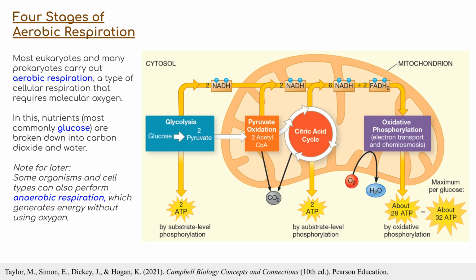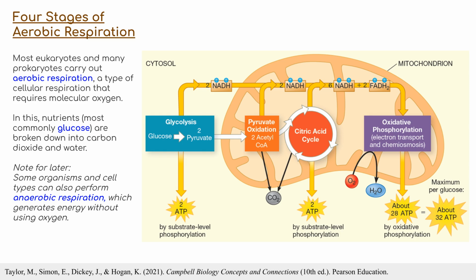The third stage is the citric acid cycle. The citric acid cycle occurs in the mitochondrial matrix. Here, acetyl coenzyme A is completely broken down into carbon dioxide. A small amount of ATP is produced, but most of the energy is stored in electron carriers that move on to the final stage. The fourth stage is oxidative phosphorylation.